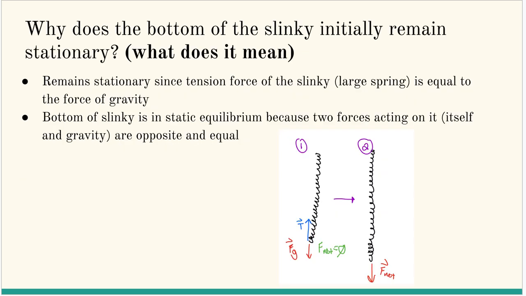Why does the bottom of the slinky initially remain stationary? It remains stationary since the tension force of the slinky is equal to the force of gravity. The bottom of the slinky is in static equilibrium because the two forces acting on it, tension and gravity, are opposite and equal. Thank you.